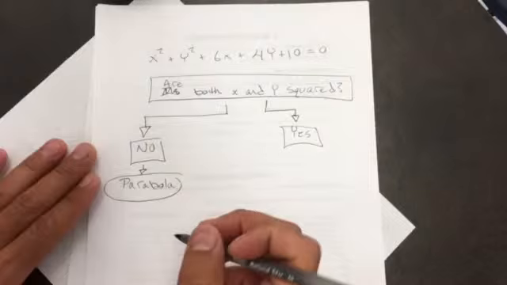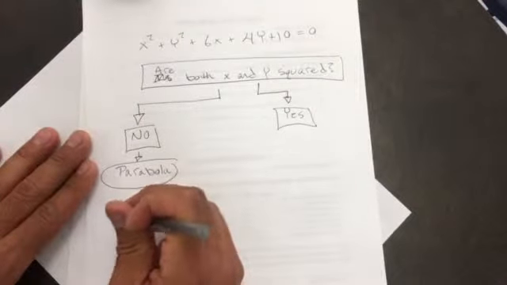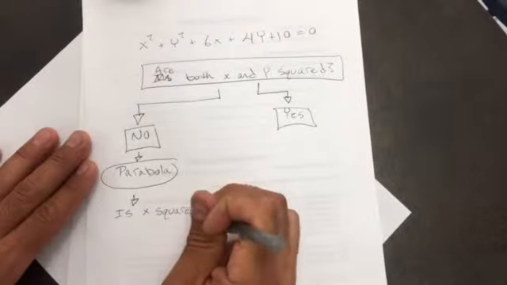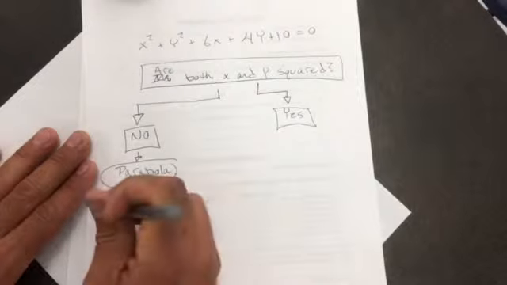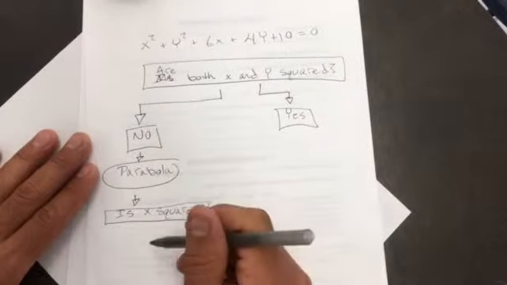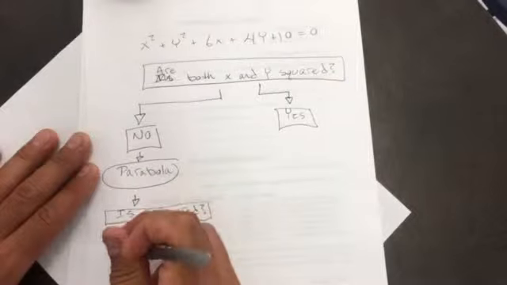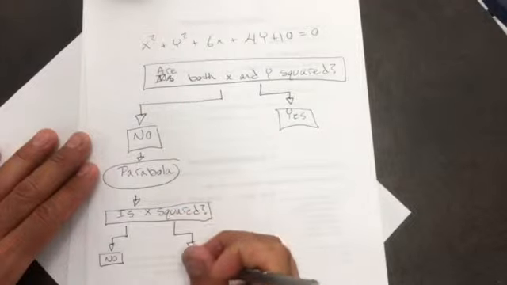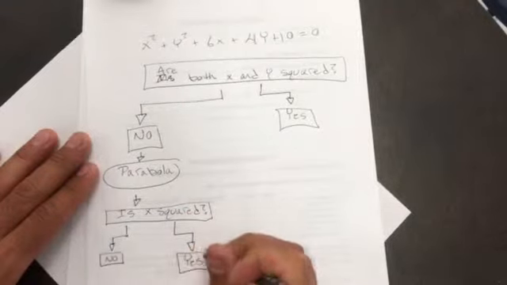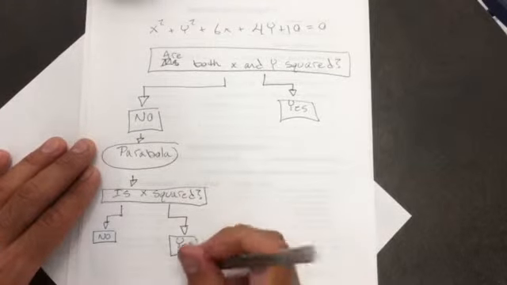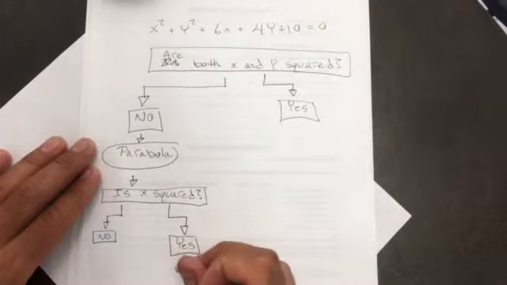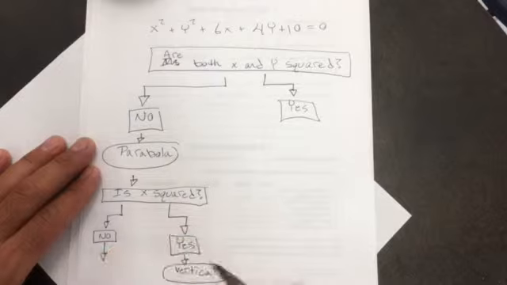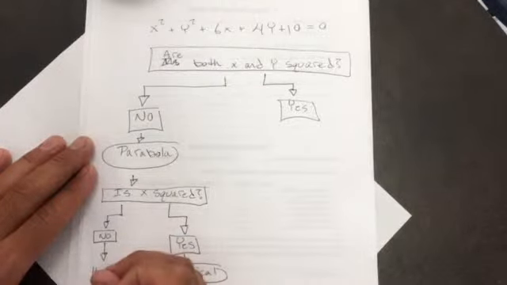If it's a parabola, we ask ourselves, is x squared, if x is the squared term? Well, we have two answers, yes and no. If x is the squared term, then it's vertical. If y is the squared term, then it's horizontal.